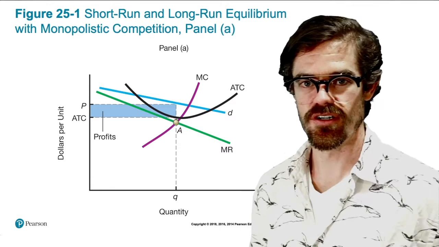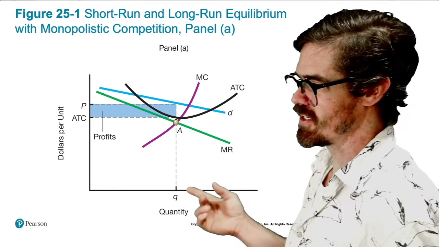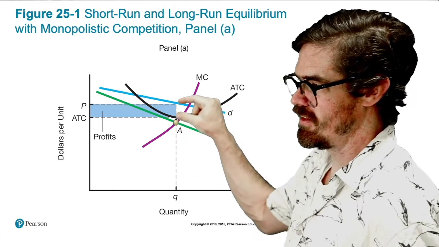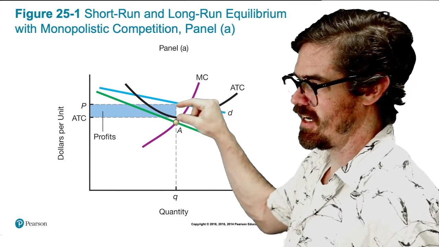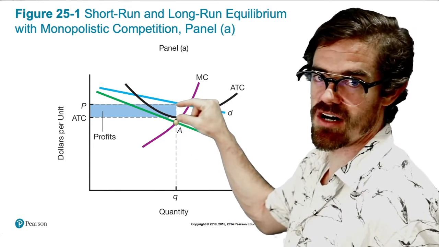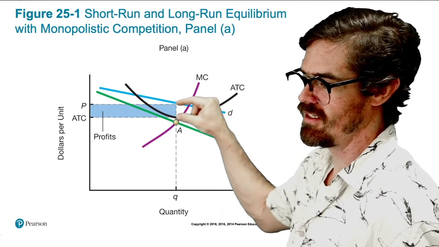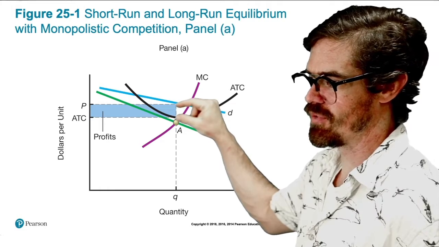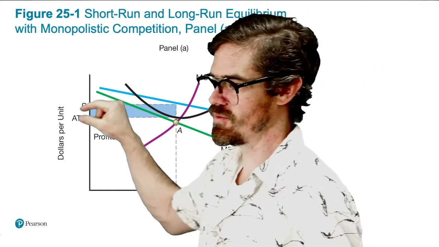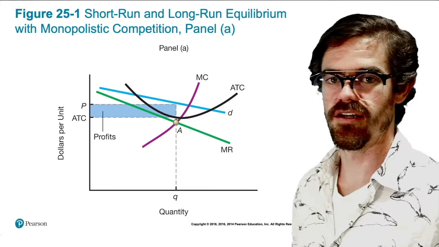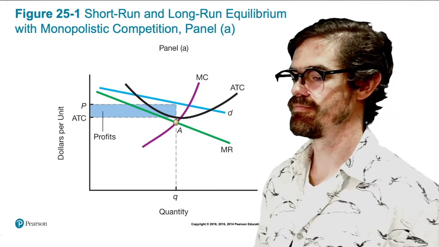And then in order to determine profits, we've just got to go from that quantity up to the average total cost curve. The difference between price and average total cost is the profit per unit in this case, since price is above cost. And then if we multiply that profit per unit by the number of units produced and sold, we get total profit, which is that blue area, that blue rectangle there.